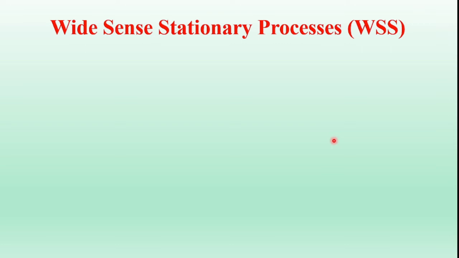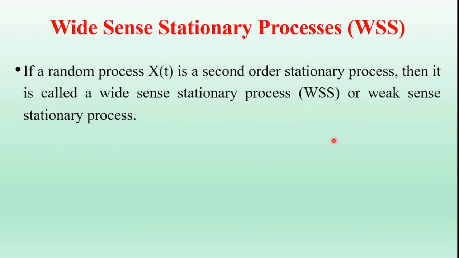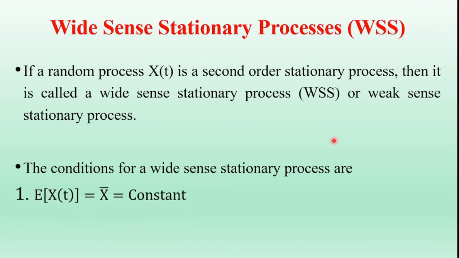The next one is wide sense stationary random process, WSS. WSS stands for wide sense stationary random process. A stationary random process x of t is called a wide sense stationary process, or sometimes a weak sense stationary process. The conditions for a wide sense stationary random process are, first, the mean value of the random process is constant. That is, expectation of x of t is equal to a constant. So this is the condition for a first order stationary random process.